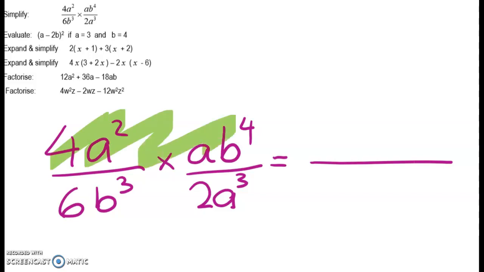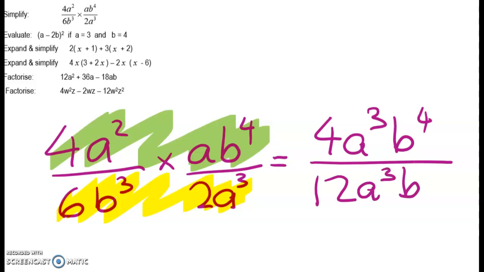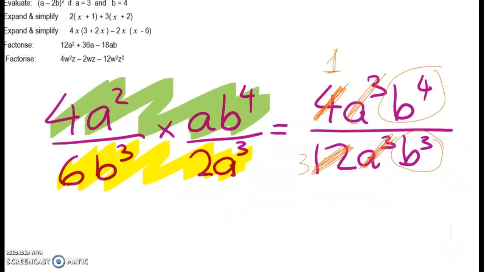So multiplying the numerators is going to get me 4a cubed b to the power of 4. And then multiplying the denominators will give me 12a cubed b cubed. Now I'm in a position to simplify. I can see that the a cubed divided by the a cubed gives me 1. 4 divided by 12 gives me a 1 up here and a 3 down here. And b to the power of 4 divided by b to the power of 3 is just b.